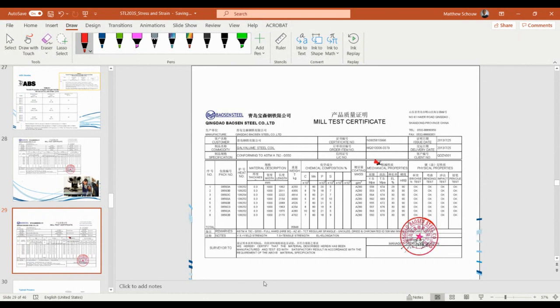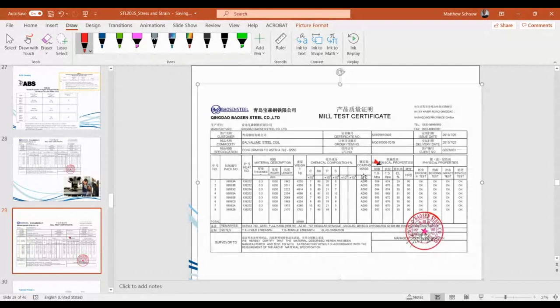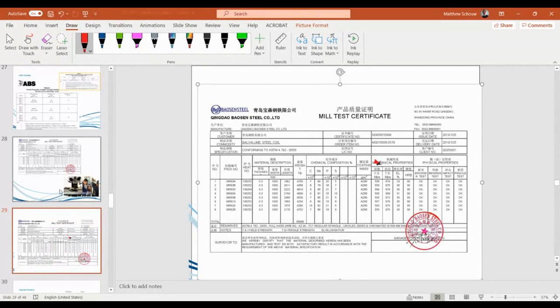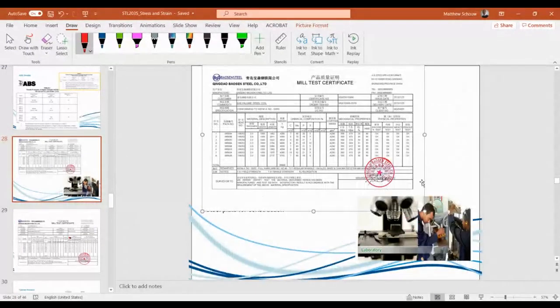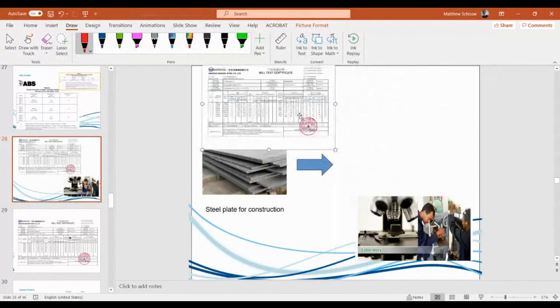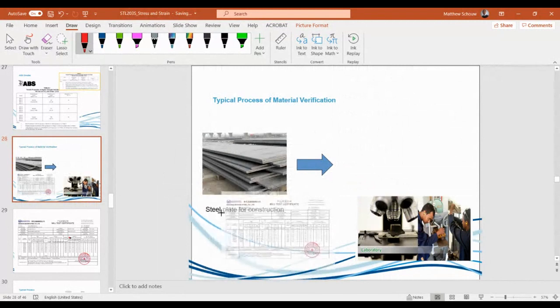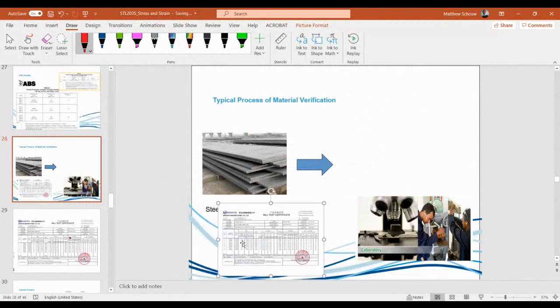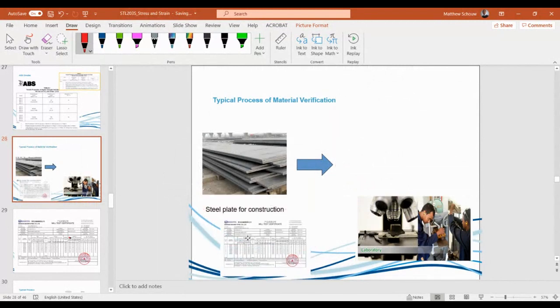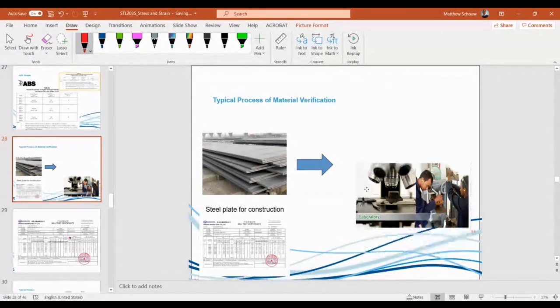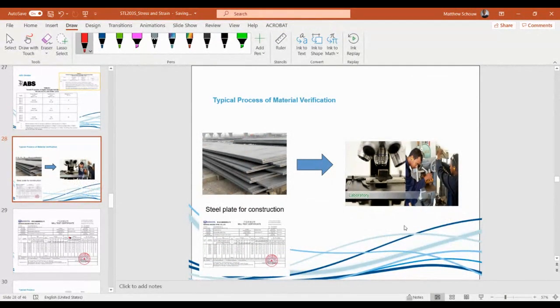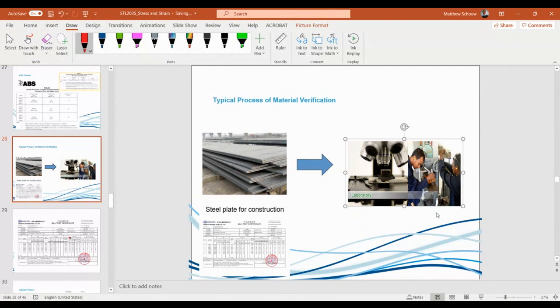What normally happens is the surveyor will have a look at the standard. He checks the test and says, oh no, this qualifies to be an ABS grade, A, B, D, E, DH, whatever the purpose. The subsequent step is that we get the plate, and the plate goes for construction. Then, depending on where the plate is used, it has to go for re-verification at the materials lab, and this is the kind of work I used to do. Quite dirty over there.